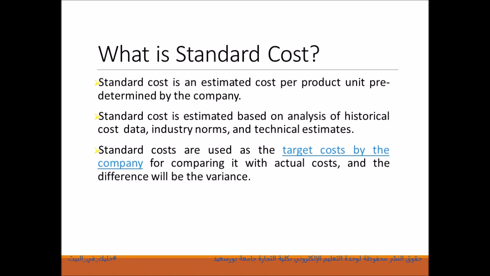Standard costs are used as a target cost by the company for comparing it with actual cost, and the difference will be the variance. So standard cost is the target cost that should be achieved by the company, and it should be compared with actual cost that happen at the end of the day, and the variance or the difference between target standard cost and actual cost should be analyzed.